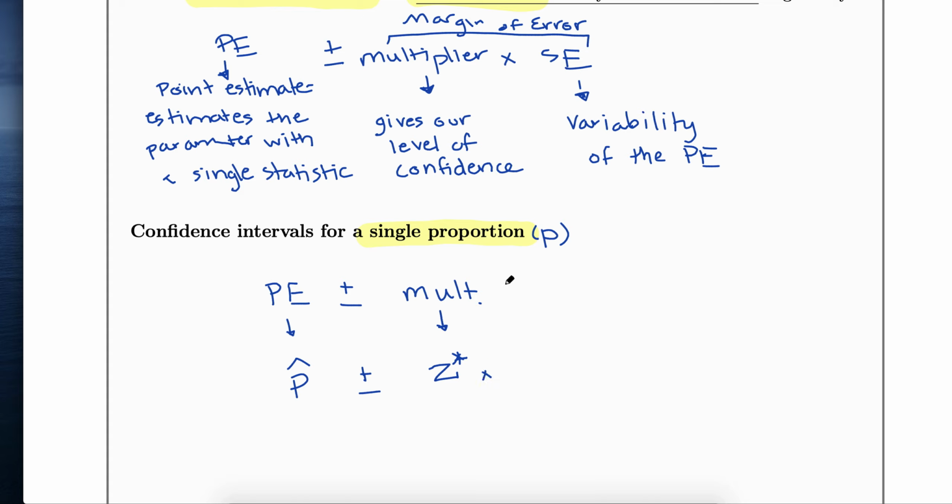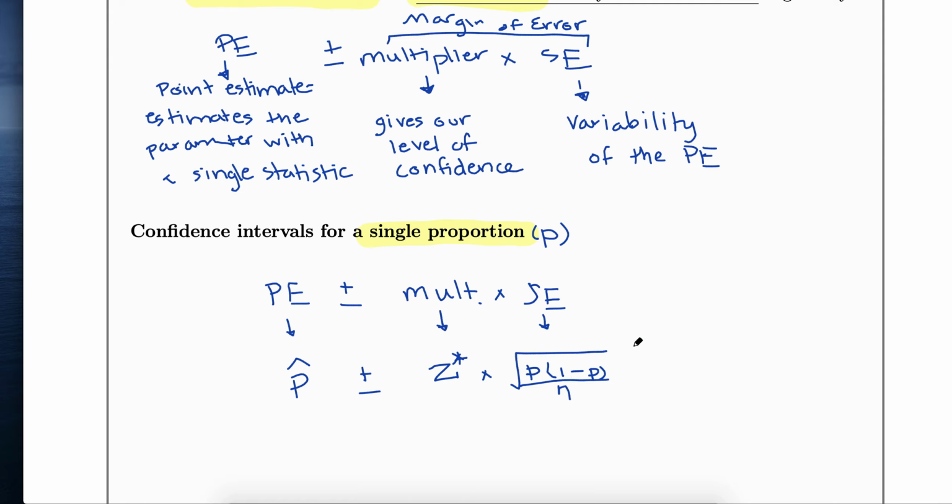And then we need our standard error. So that part that takes into consideration the variability of my statistic. So how much are the p-hats going to vary by? We just finished talking about that in the last few videos. P-hats vary by the square root of p times 1 minus p over n, all under the same big square root.